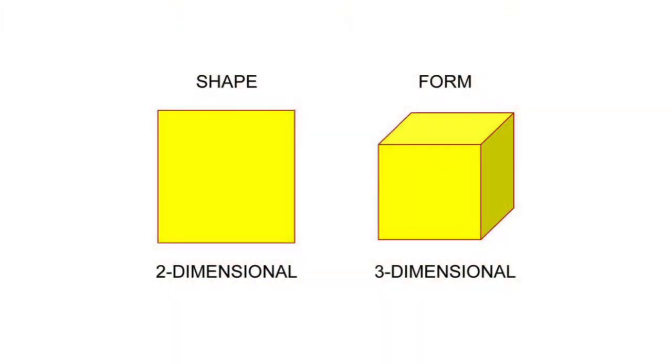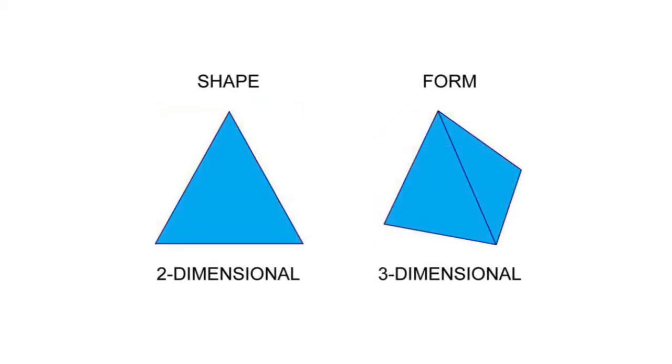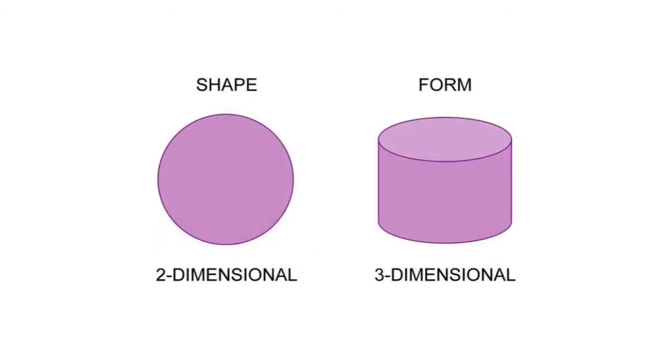Let's go over some more examples. We just did a cube, which is the 3-dimensional form of a square. There's also a pyramid. A pyramid is the 3D form of a triangle. And we have a cylinder. A cylinder is the 3D form of a circle.